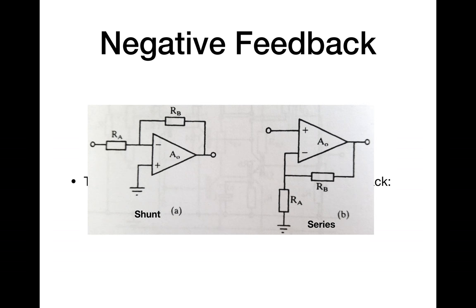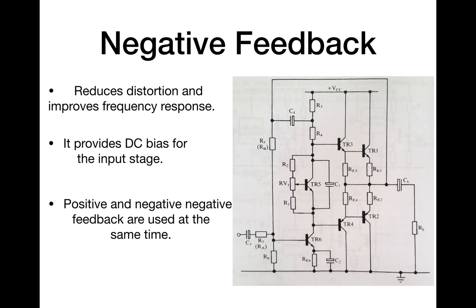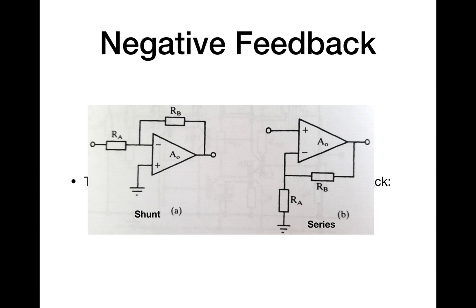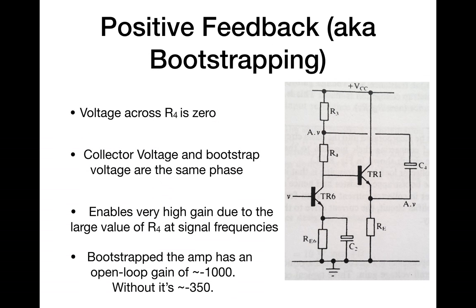So the feedback, again, that we're using in this type of amplifier is called shunt feedback. If you've ever dealt with op amps before, you'll know that there's two types of feedback. There's series and there's shunt feedback. In this case, we're using shunt because RA is R7 and RB is R5. Those are your two feedback resistors that are going to dictate the amount of gain this amp makes, which is really going to help us out in getting our input sensitivity correct.